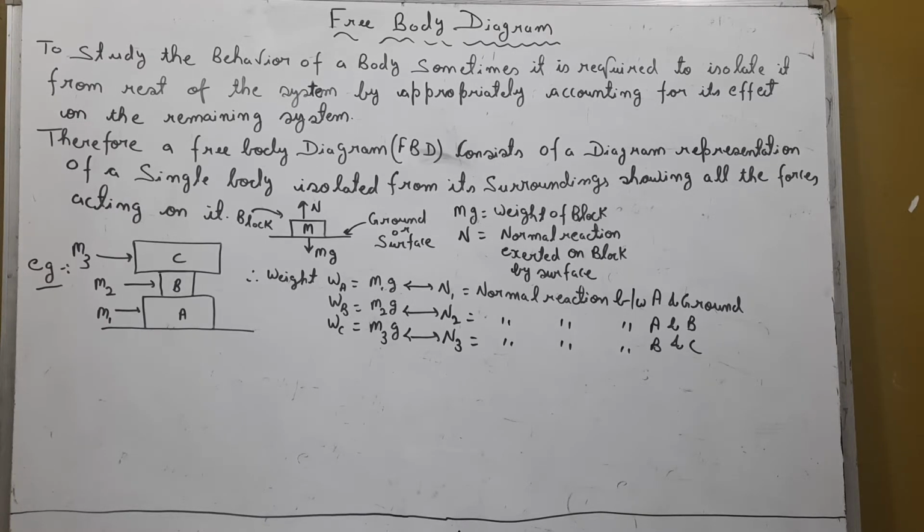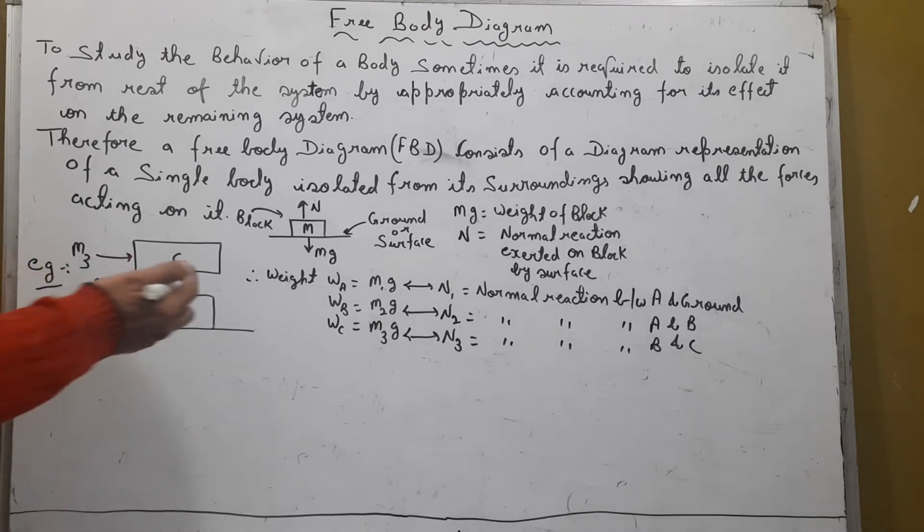Free body diagram is very important and it has great significance in the analysis of mechanics of a body. So let us start with its requirement. To study the behavior of a body, sometimes it is very much required to isolate it from the rest of the system, appropriately accounting for its effect on the remaining system. Therefore, a free body diagram consists of a diagrammatic representation of a single body isolated from its surroundings, showing all the forces acting on it.